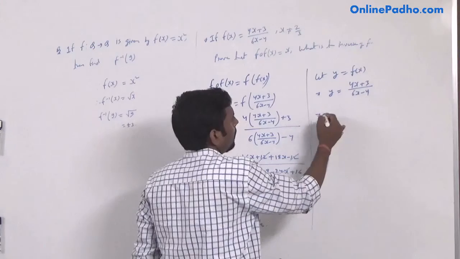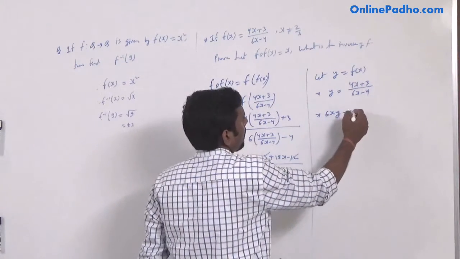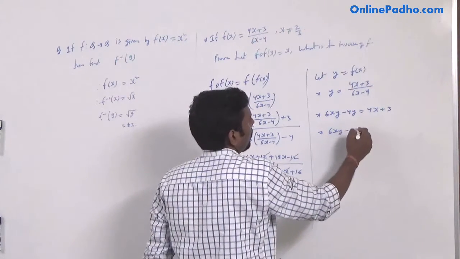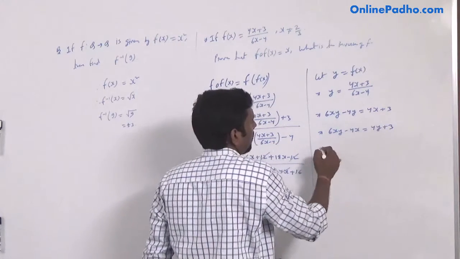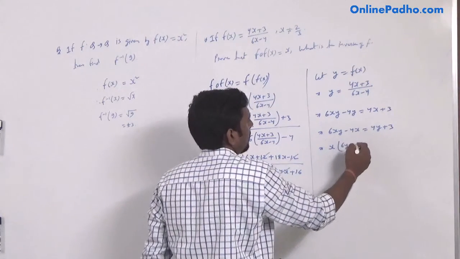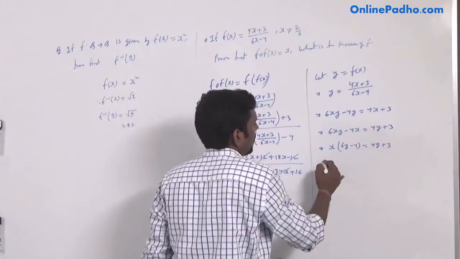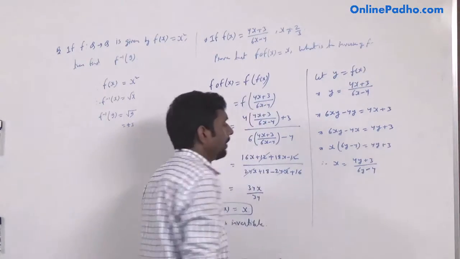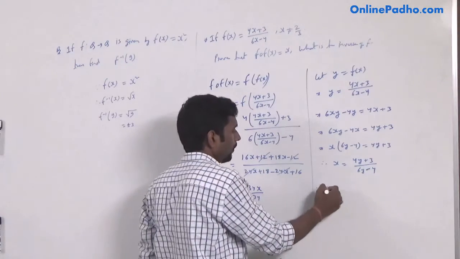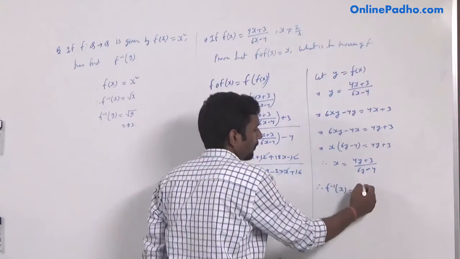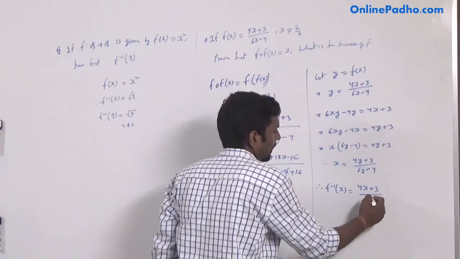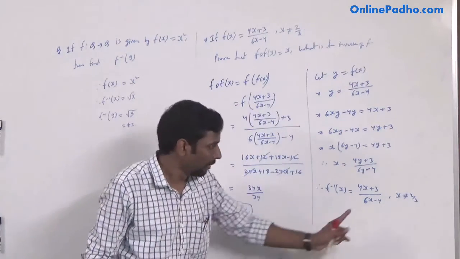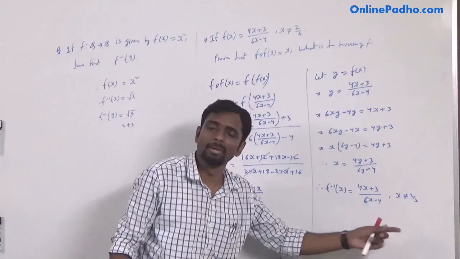In this case, we cross multiply: 6xy - 4y = 4x + 3. It can be written as 6xy - 4x = 4y + 3. We take x as common: x(6y - 4) = 4y + 3. So x can be written as (4y + 3) by (6y - 4). Now we have written x in terms of y. Therefore f inverse x is (4x + 3) divided by (6x - 4), where x is not equal to 2 by 3. Why is x not equal to 2 by 3? If you put x as 2 by 3, the denominator becomes 0, and the denominator cannot be 0.